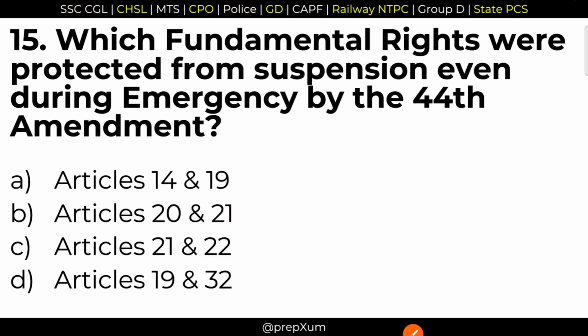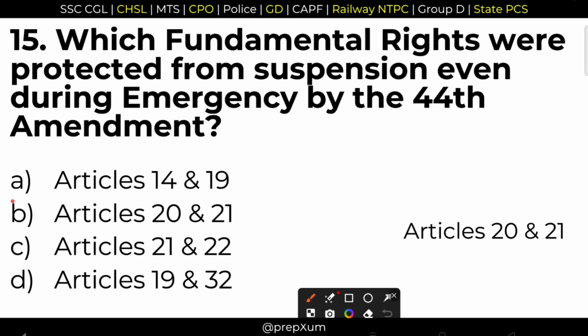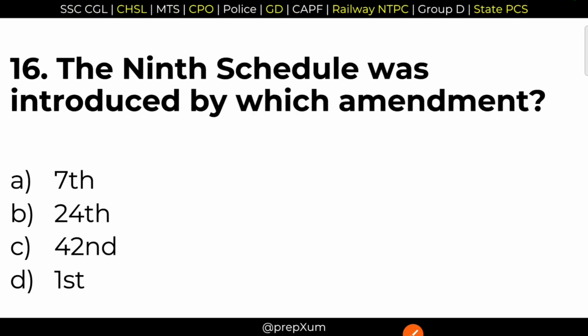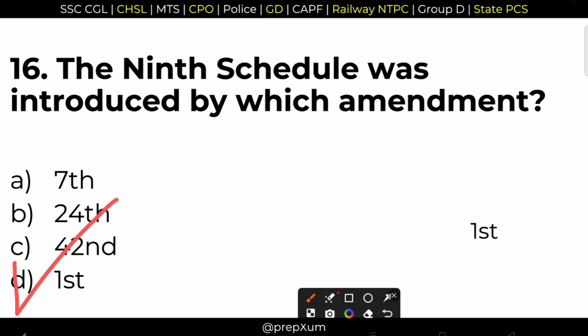15. Which fundamental right was protected from suspension even during emergency by the 44th Amendment? Option B, Article 20 and 21. These two fundamental rights can never be suspended even during emergency. 16. The 9th schedule was introduced by which amendment? Option D is the correct answer, the 1st Constitutional Amendment.